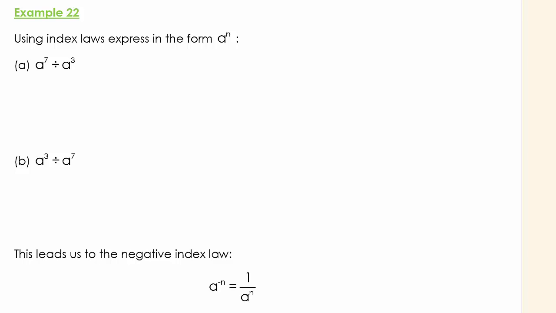Using index laws, express in the form a to the n, a to the 7 divided by a cubed. Well, we know the index law we're using here is that a to the m divided by a to the n is a to the m take away n. So this is going to be a to the 7 divided by a cubed, 7 take away 3, a to the power 4. If we do this one, 3 take away 7 is negative 4.